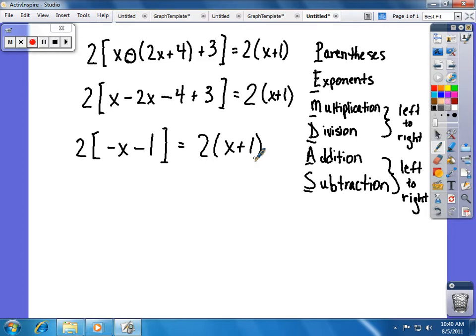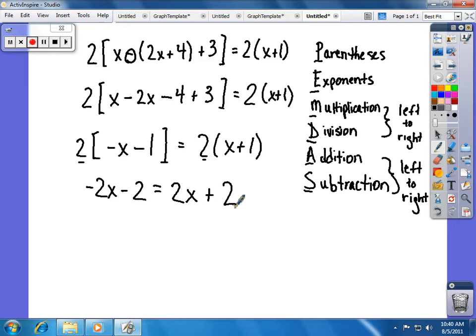Okay, now we're going to factor through these 2's that are on both sides. So I'm going to have 2 times minus x, which would give me negative 2x, 2 times negative 1, which would give me minus 2. And then on this side, we're going to multiply this 2 through: 2 times x, which is 2x, 2 times positive 1, which is plus 2.